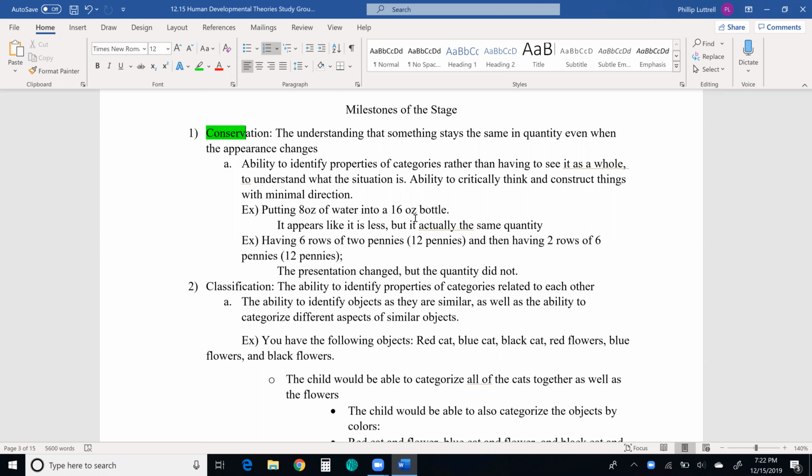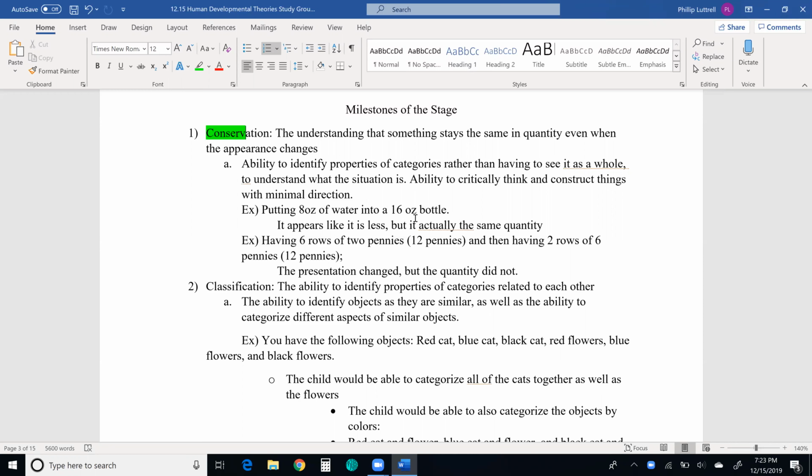Prior to this stage, the kid is going to say, I'm getting less than you, that's not fair. If you gave them the 8-ounce bottle and you wanted the 16-ounce bottle and filled it up a certain amount, you would actually get more than they would. But in this stage, they're like, hey, I ain't going for that, because I know the difference between these two things now. It appears like it is less, but it's actually the same quantity.